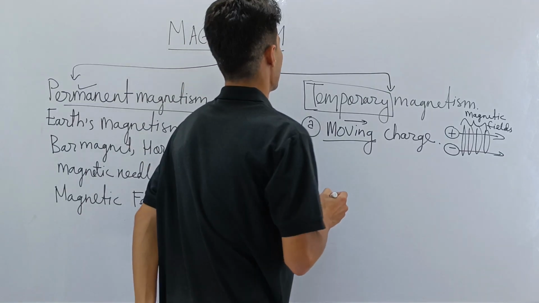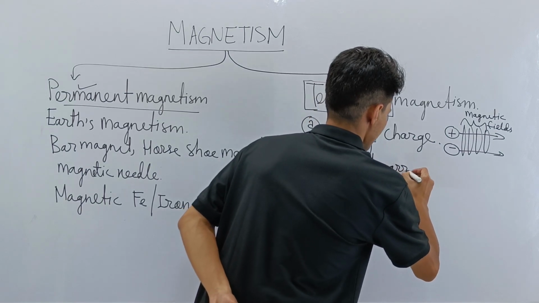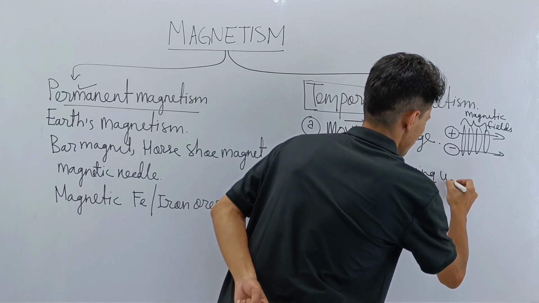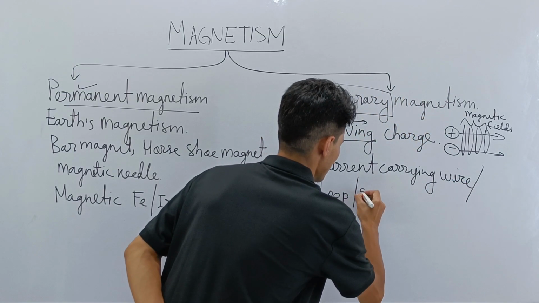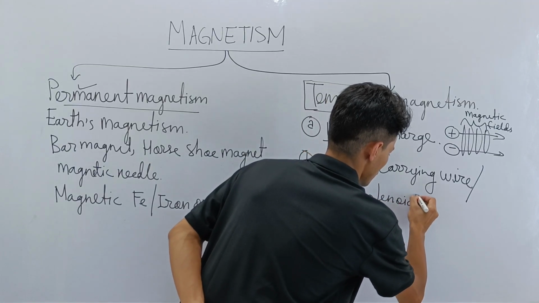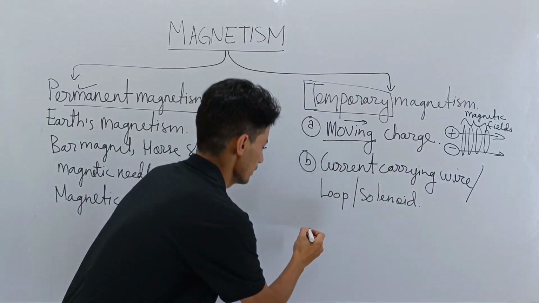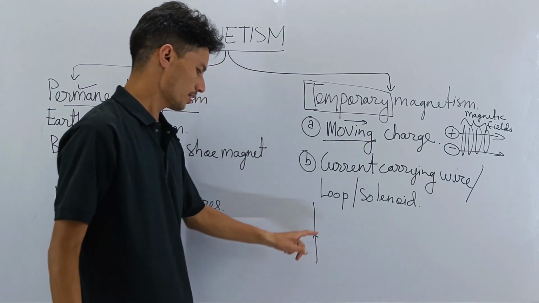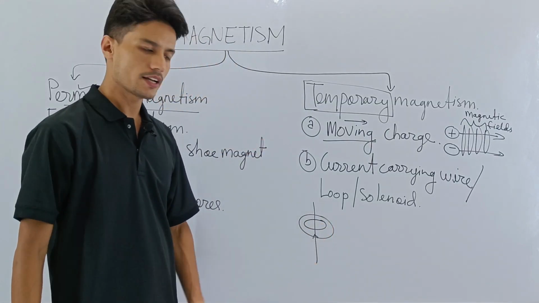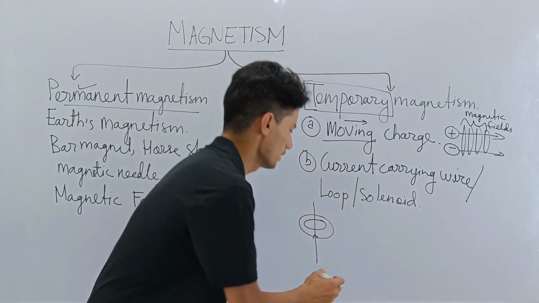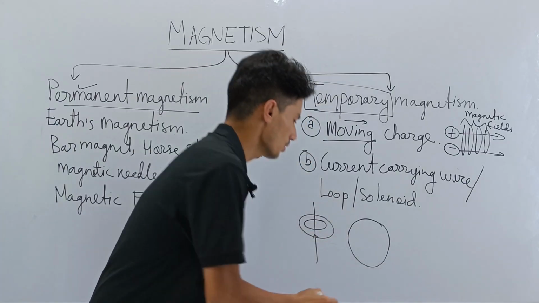Then number B, we have a current carrying wire. It can be a wire, it can be a loop, or it can be a solenoid. We will be learning about this in the upcoming videos. A current carrying wire. So this is a wire and this is the direction of current. Then a current carrying wire generates a magnetic field around it. Then a current carrying loop means a circular wire. A current carrying loop also generates a magnetic field.